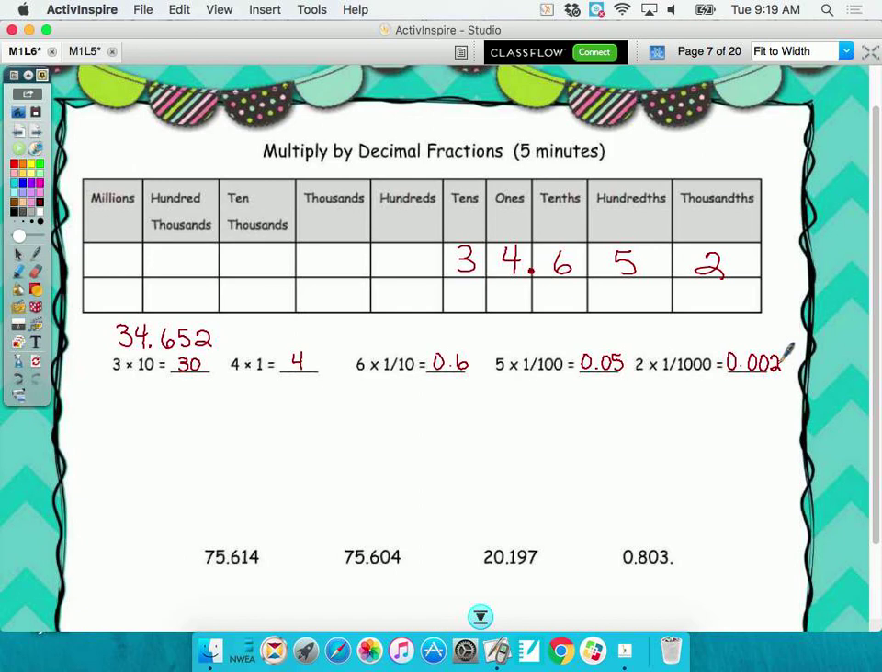Okay, now I want to do 2 of these in expanded form as a quick review, and then we will move on to the lesson. So here's what I would like. Let's do 75 and 604 thousandths and 803 thousandths in expanded form. Okay, so circle those two, please. And we're going to use decimals today.